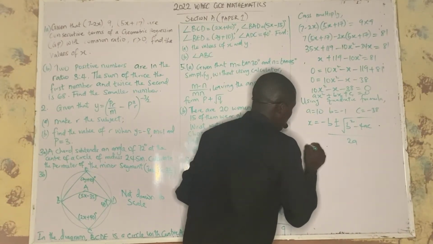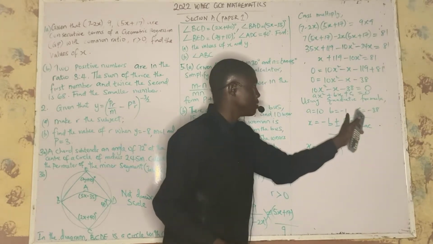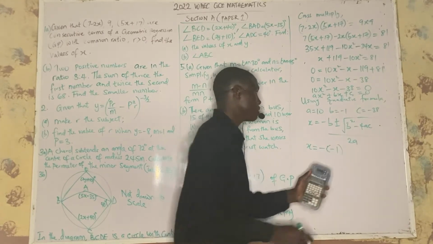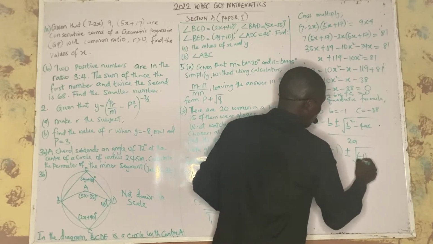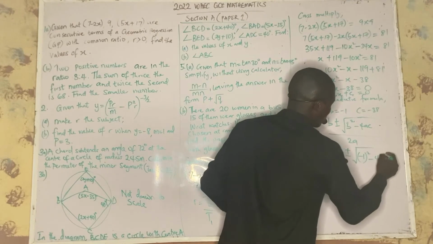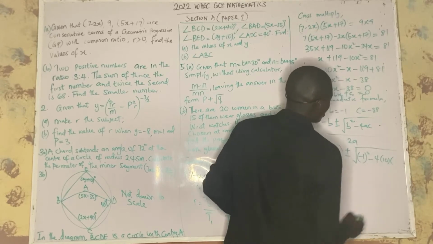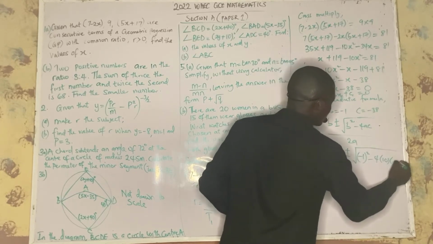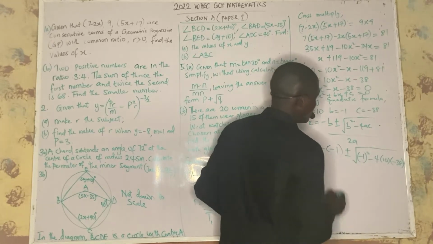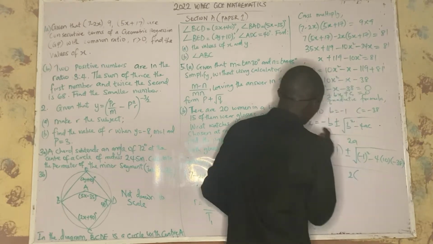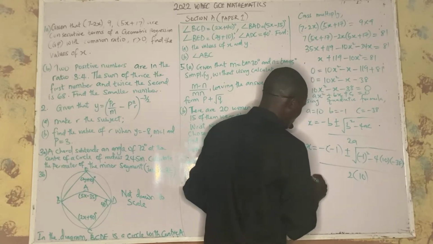So we now have x is equal to minus 1. Your b is minus, and this one is also having minus. So minus of minus 1 plus or minus the square root of minus 1 all squared minus 4 into brackets. Your a is 10 and your c is minus 38. Don't forget we are following this formula. Minus 4 into bracket 10, minus 38, all over 2 into bracket a, which is 10.